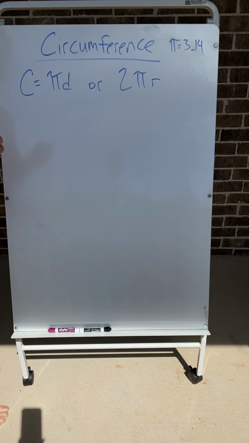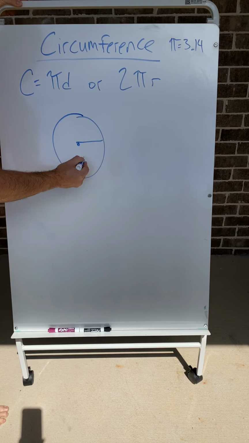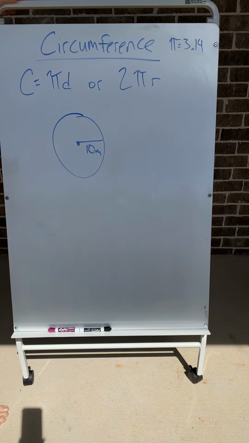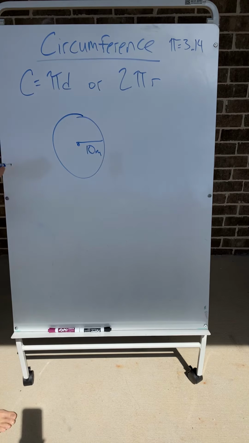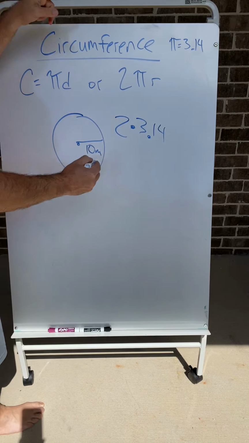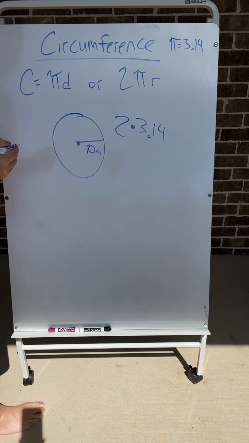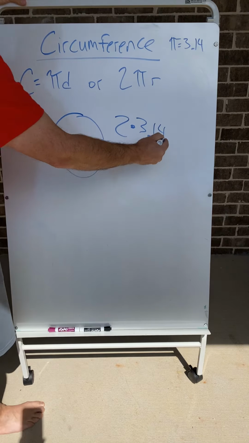So let's say they give you a circle and they tell you that the radius is 10 meters. So we're going to plug that in our formula. Now if they give you the radius, use the formula that has radius. So I'm going to say 2 times, we're going to use 3.14 for pi. I put that up here. Pi is going to be 3.14. You can use your calculator. Times the radius, and your radius is going to be 10.